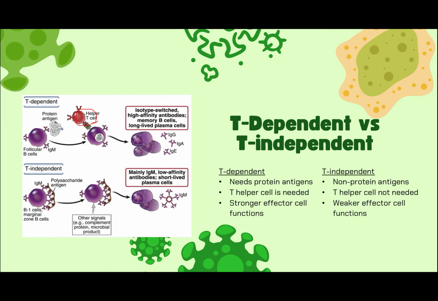And then next is T-independent, where instead of taking a protein antigen, it takes any other antigen that's not protein, like polysaccharide. And it doesn't need a T helper cell, but the downside is that the effector functions of the effector cells are going to be weaker. Here, look, weaker effector cell functions.